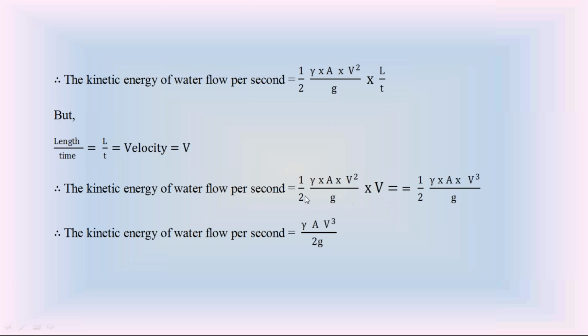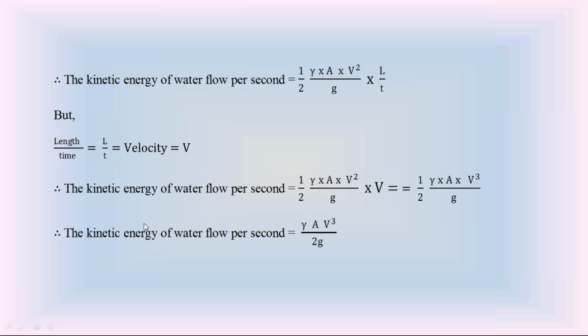So this equation modifies as gamma A square into V square into V is V cube. Gamma A V cube divided by 2Z. This is the kinetic energy of flowing water per second by using the mean velocity of water flow. So in this equation, V is the mean velocity of water flow, not the actual velocity of water flow.